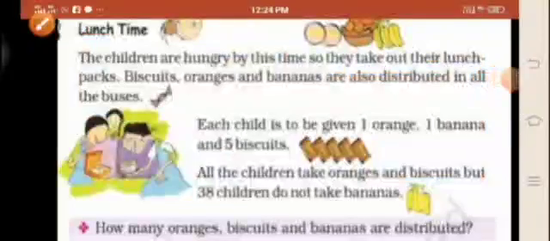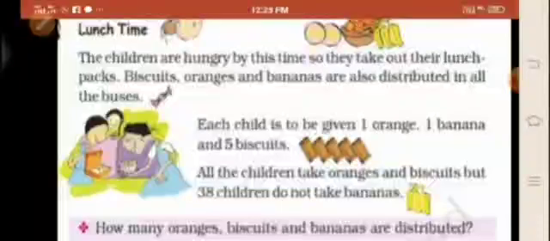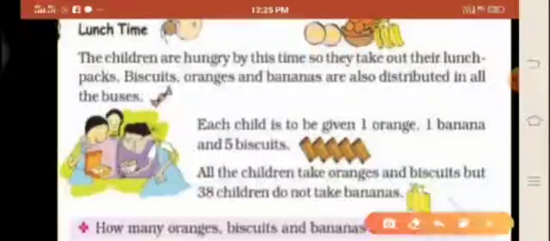Okay, now move to page 30. Lunchtime. The children are hungry by this time, so they take out their lunch packs. Biscuits, oranges, and bananas are also distributed in all the buses. Each child is to be given one orange, one banana, and 5 biscuits. All the children take oranges and biscuits, but 38 children do not take bananas. So our question is, how many oranges, biscuits, and bananas are distributed?